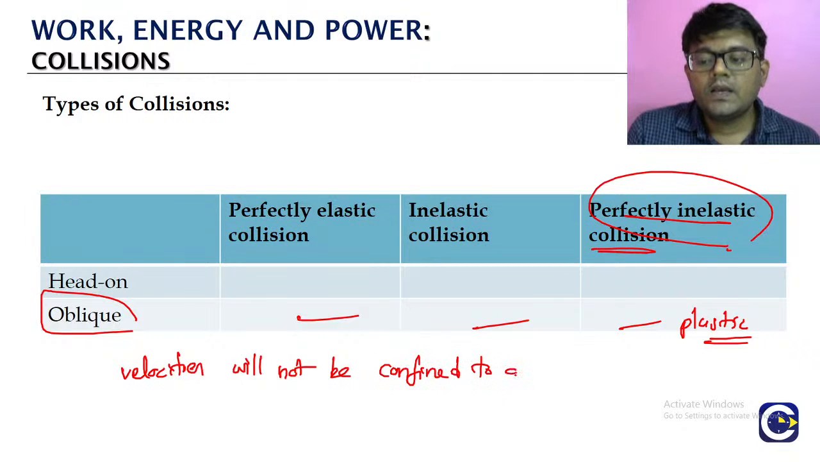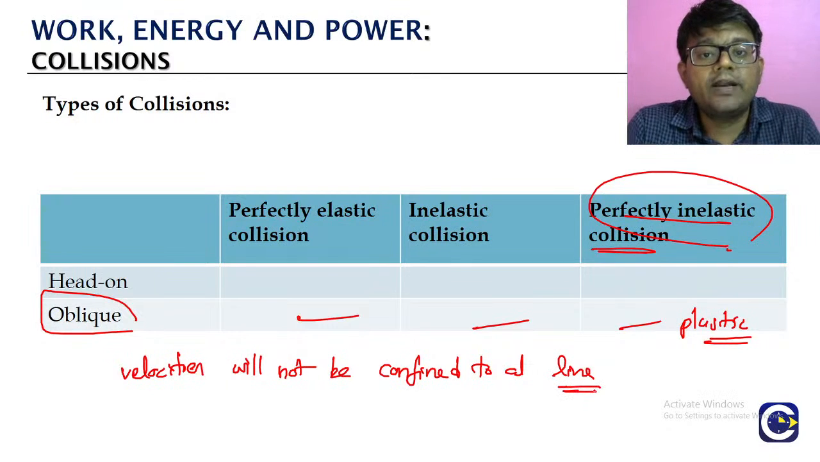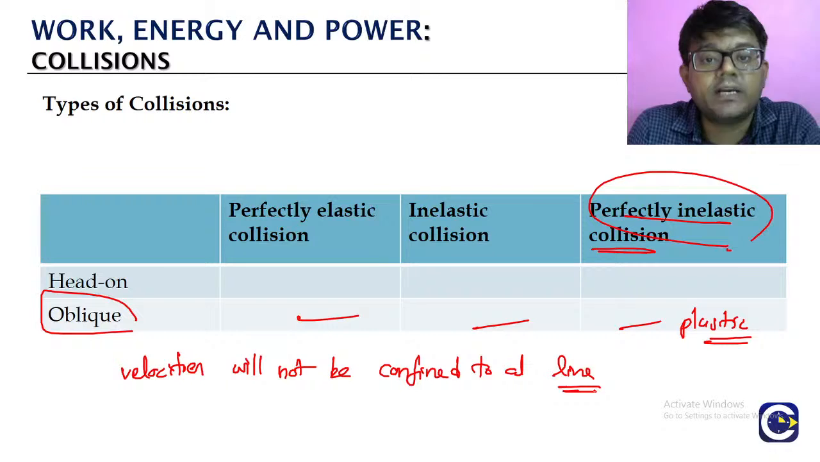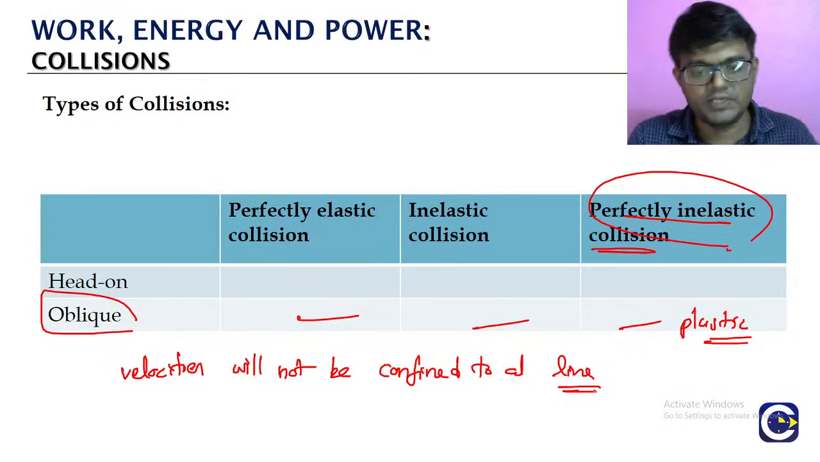When we say that velocities are not confined to a line, we have to consider all the velocities: velocities before, velocities after. Some of them may be in one line, but some of them will definitely be in a different line. That is the characteristic of the oblique collision.